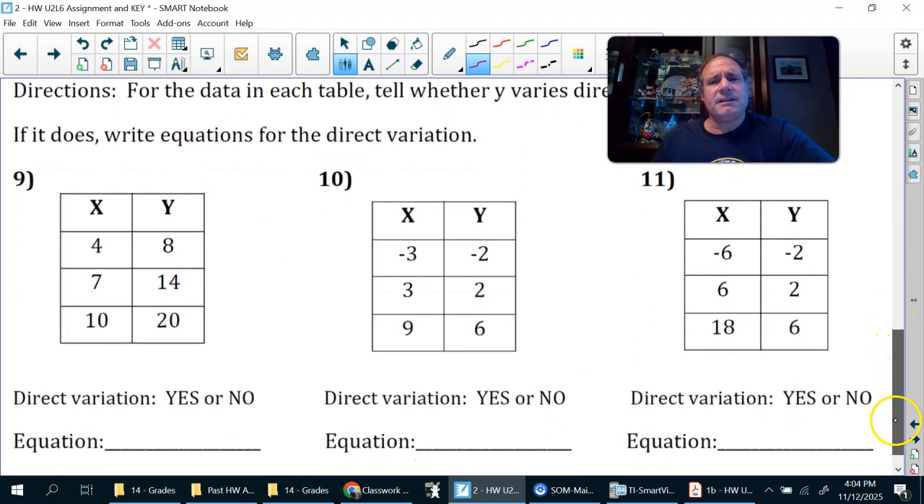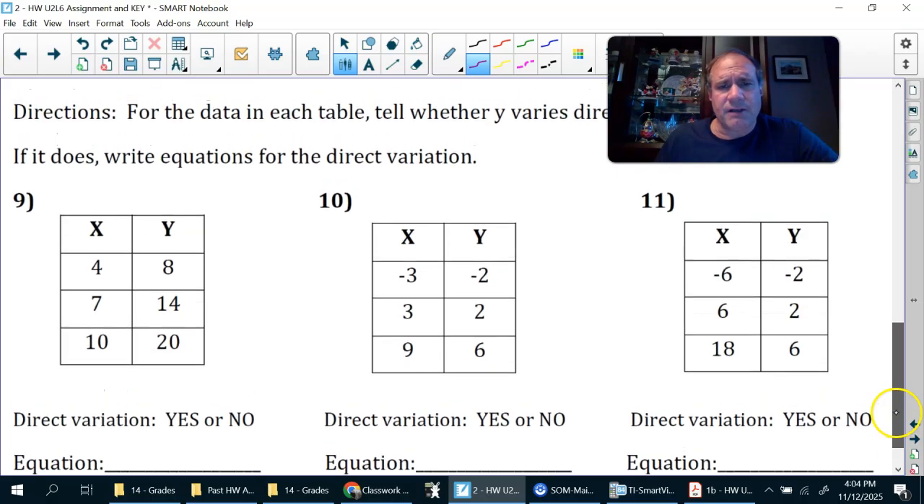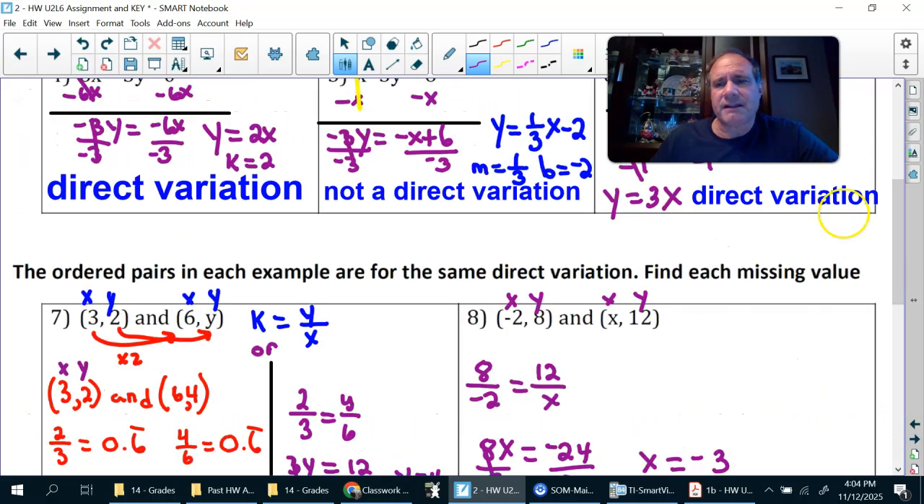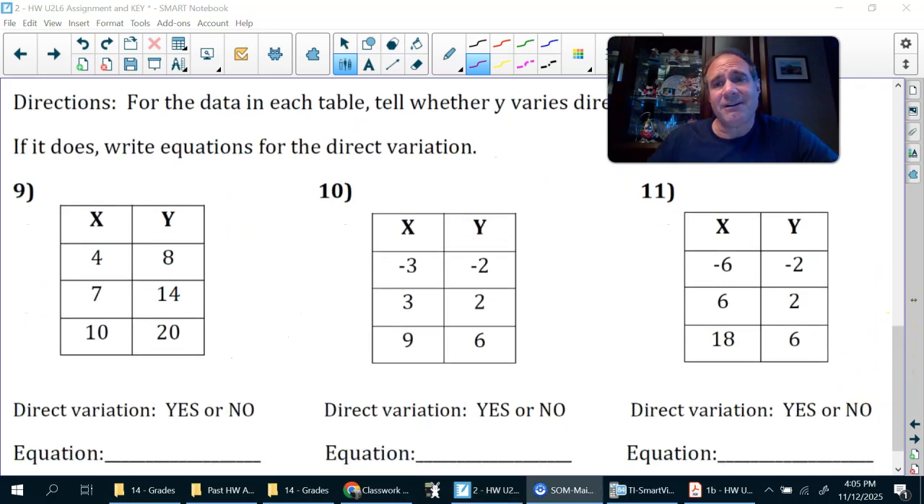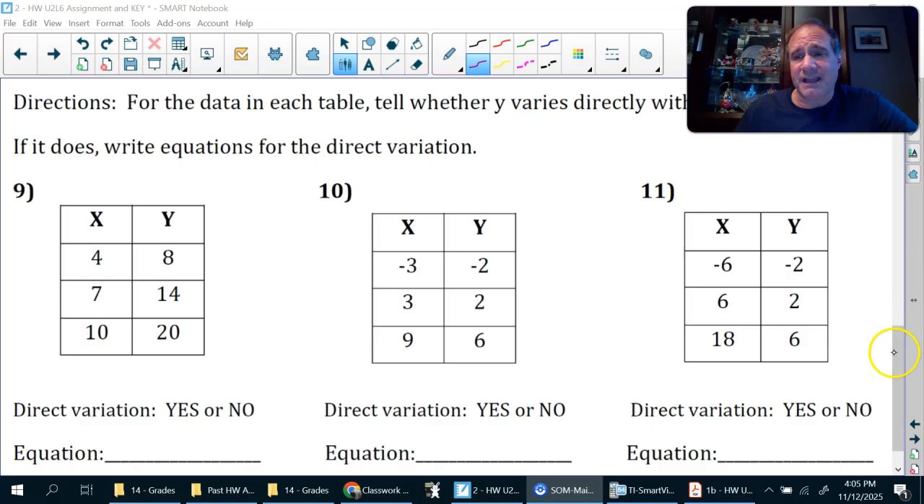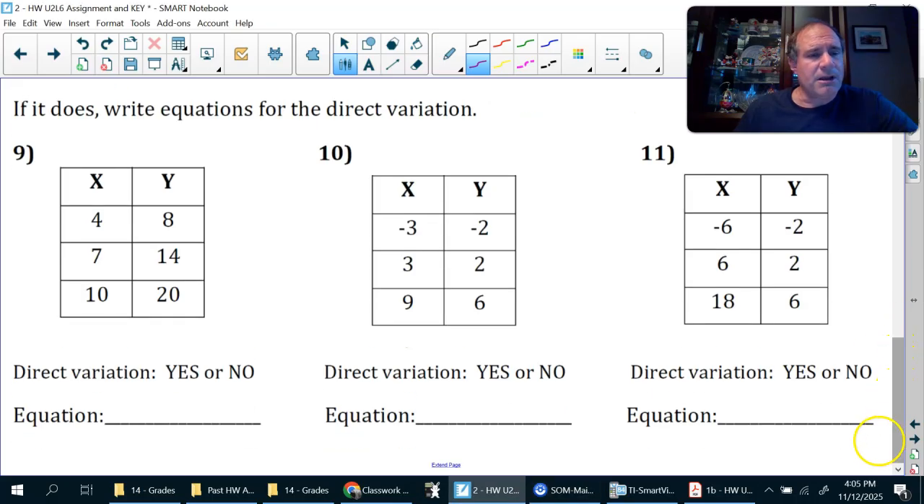Find each missing value. So for the data table, in the table, tell whether y varies directly with x. Well, remember, these are, I think, the most difficult out of all of them. All of those direct variation questions, just remember there's 2 things. Direct variation must go through 0, 0, and the points must be proportional. So check to see if the points are proportional.